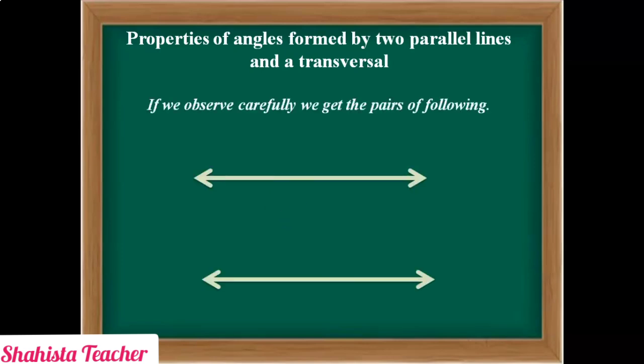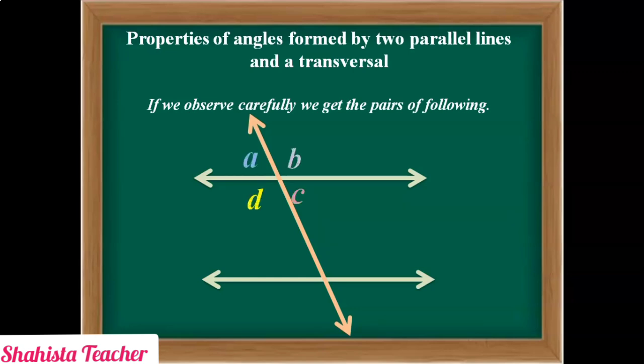So first, draw two parallel lines. Now this line is known as a transversal line. These are two parallel lines and this is the transversal line. After that, we have to put the following angles, or we can say alphabets, so here A, B, D and C. This is representing the measures.